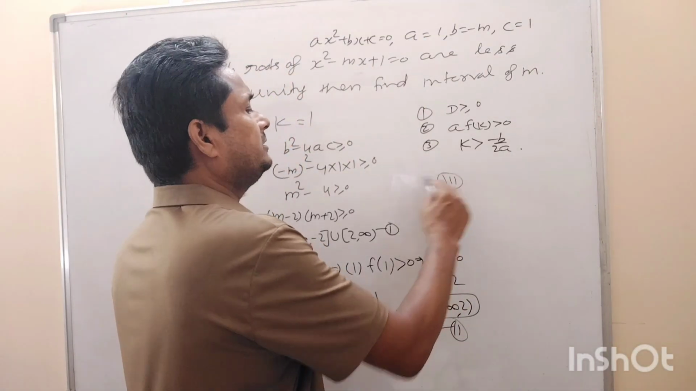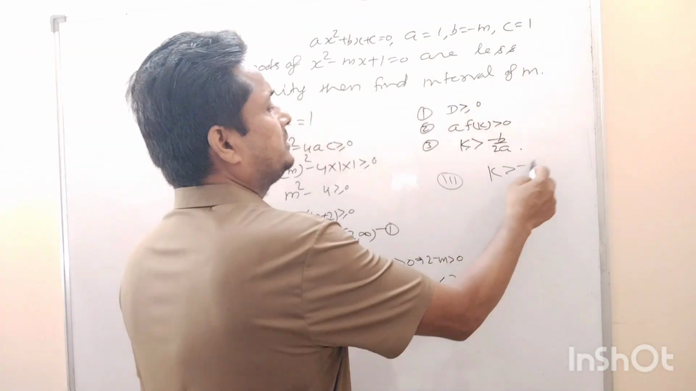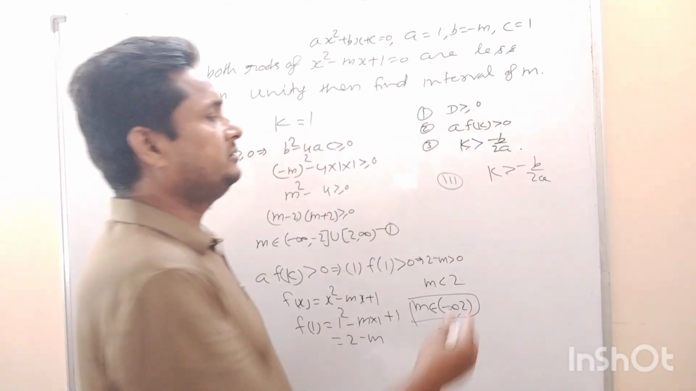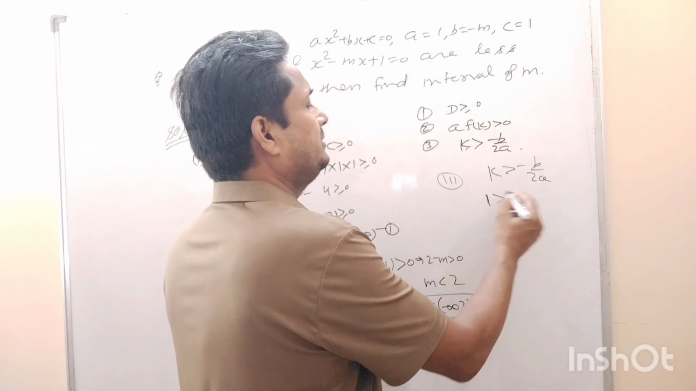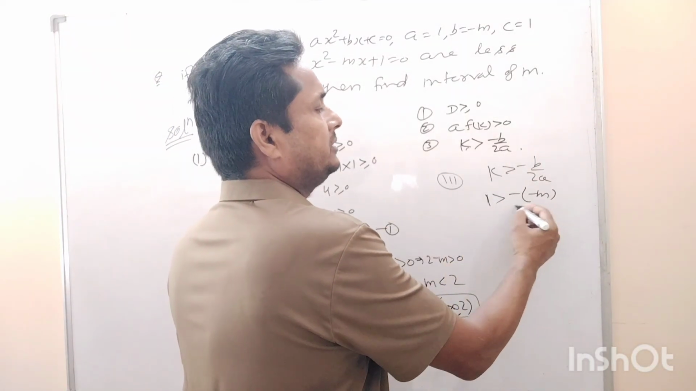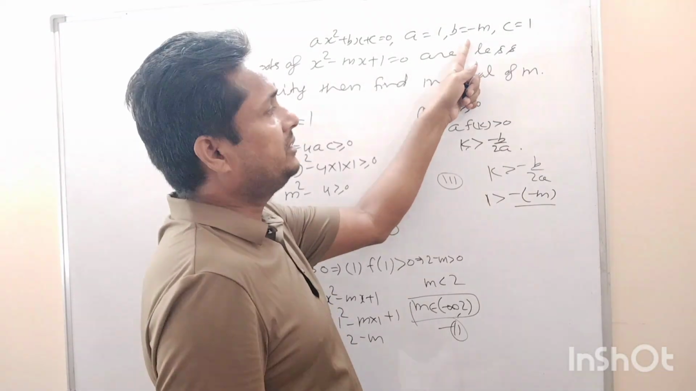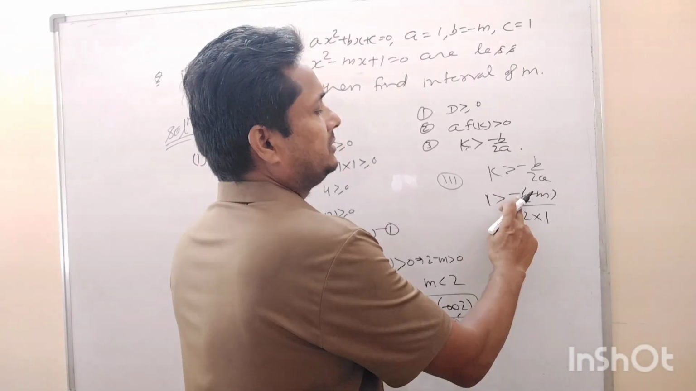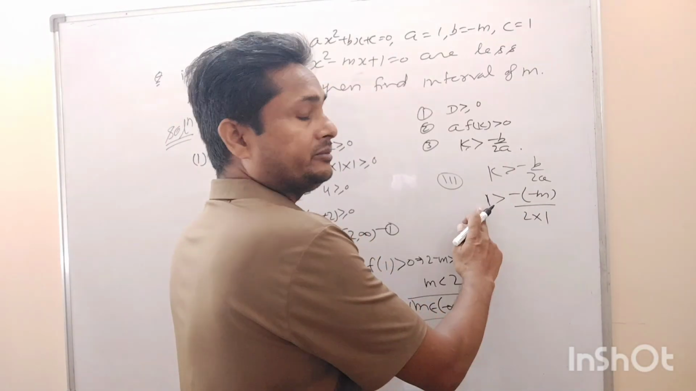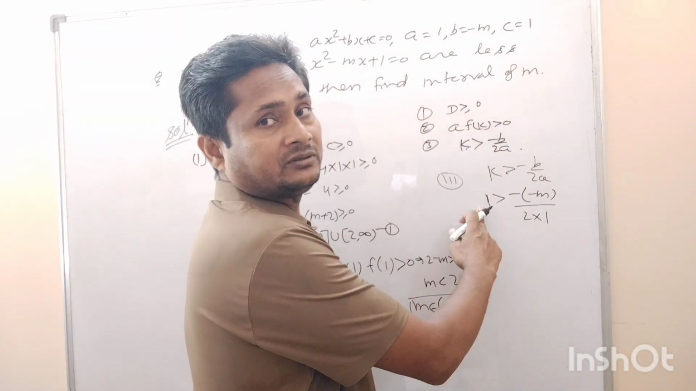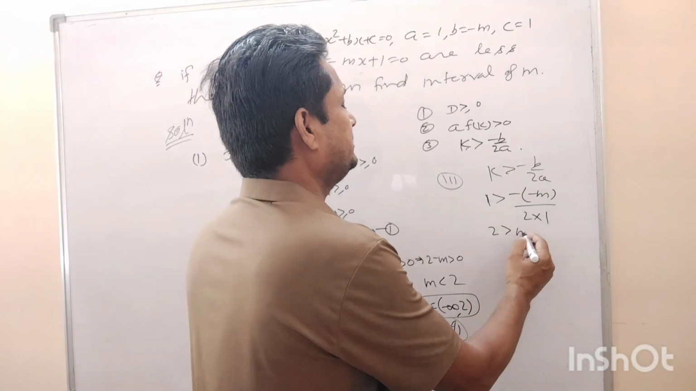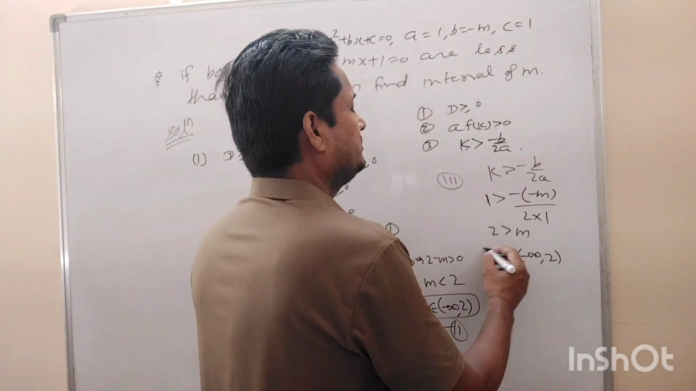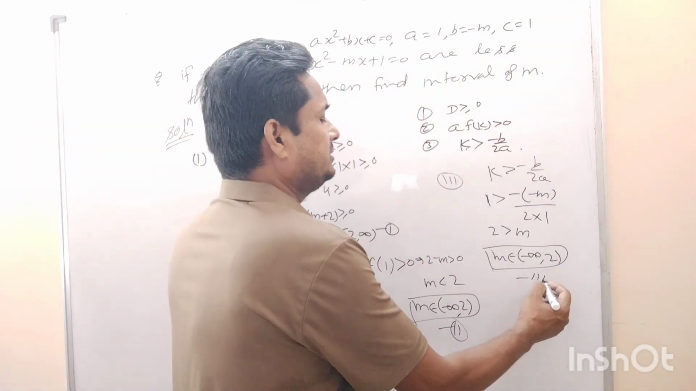And what will be the third condition? Third condition is k is greater than minus b by 2a. k is 1. So 1 is greater than, b is minus m, and a is 1, so 2 into 1. So it will be plus m by 2. And 2 you can multiply this side. 2 is a positive number, so the inequality will not change. So 2 is greater than m. That means in this case also the answer will be minus infinity to 2. So this is the third condition answer.